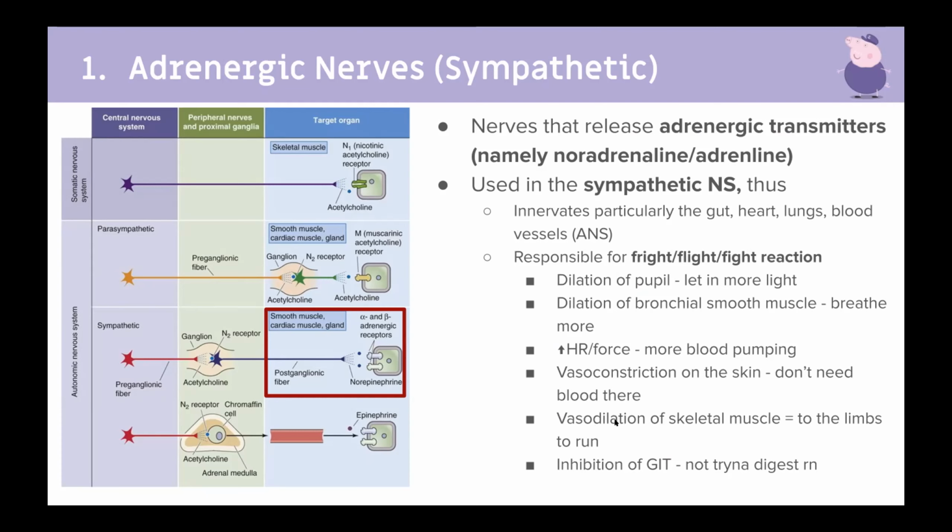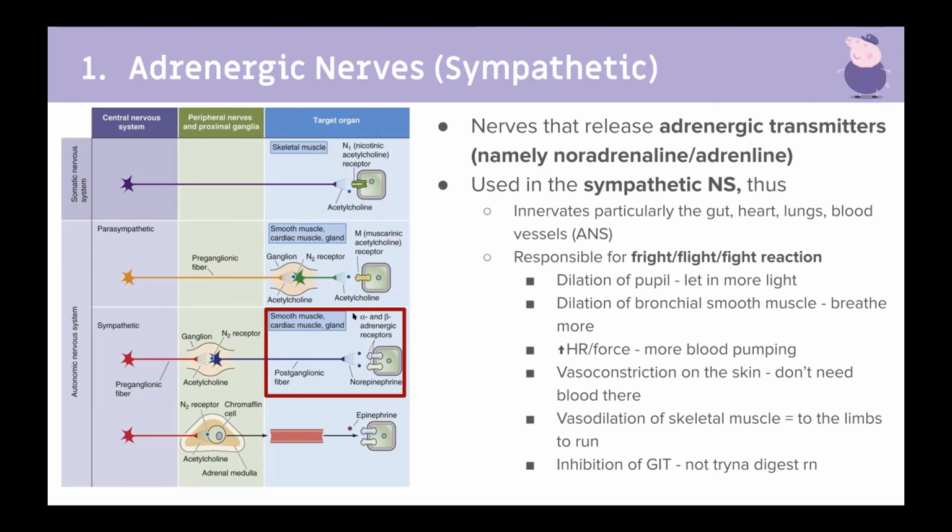So you've got vasodilation, meaning that your vessels are enlarged towards your skeletal muscle. So you have more blood going towards your skeletal muscle so that they can work harder, so that you can run or you can dash away. And also inhibition of the GIT because you don't really want to digest. That's not your main focus. You want to get away from the danger. All right. So those are the functions of the sympathetic nervous system.